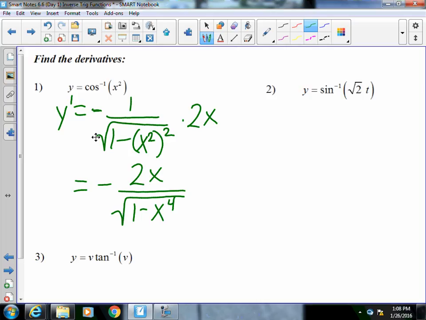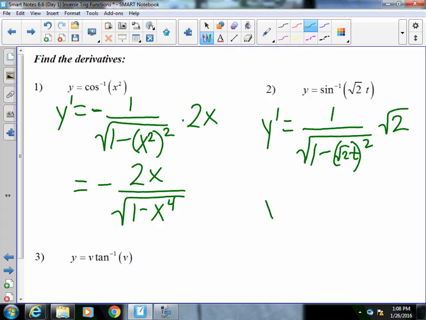Let's try another one. Inverse sine. Its derivative is 1 over radical 1 minus something squared. Now that something is whatever's in our inverse sine function. So I have to put my radical 2t, but then I have to multiply by radical 2t's derivative, which is radical 2. And I find out that my y prime is radical 2 over the square root of 1 minus 2t squared.